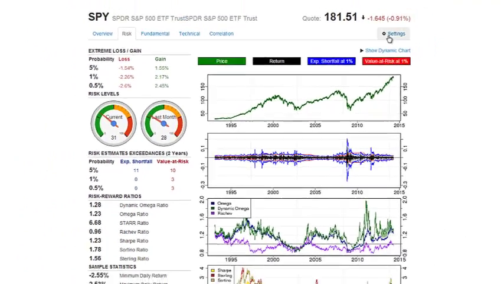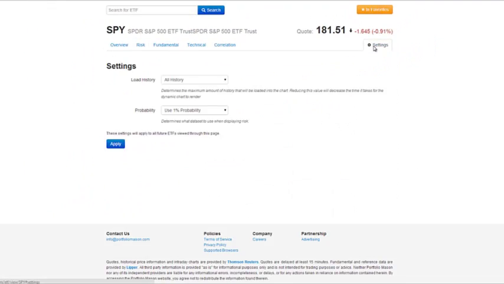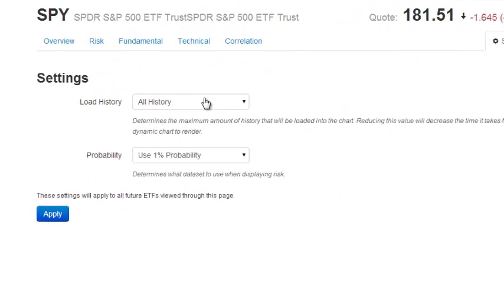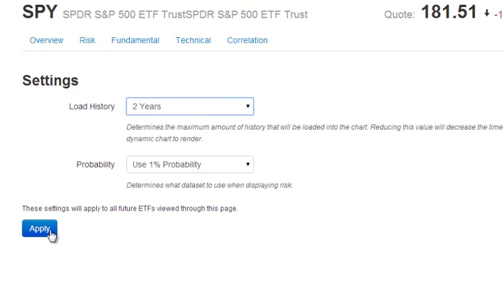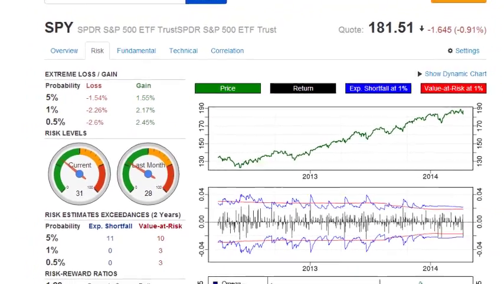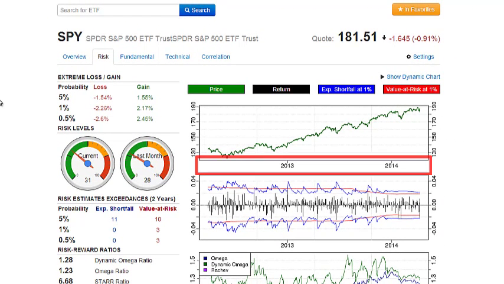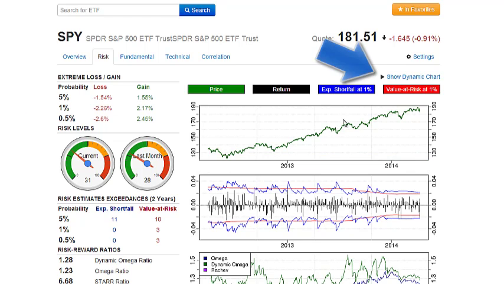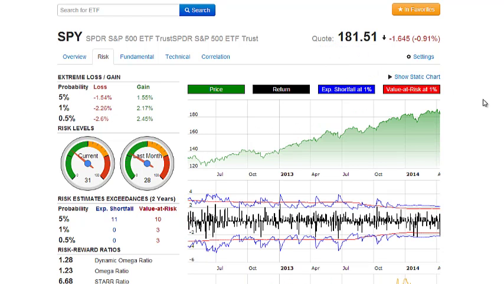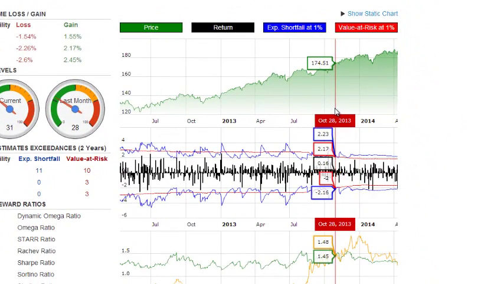Under Settings, let's change this so that only the most recent 2 years are loaded. Notice our price and returns graphs are now updated with only 2 years of history. Notice below Settings is a control, Show Dynamic Chart. Using the Dynamic Chart control, we can now hover over the charts to see any specific point in more detail.